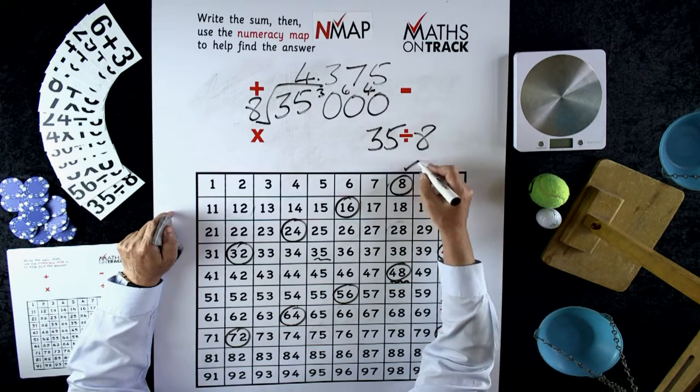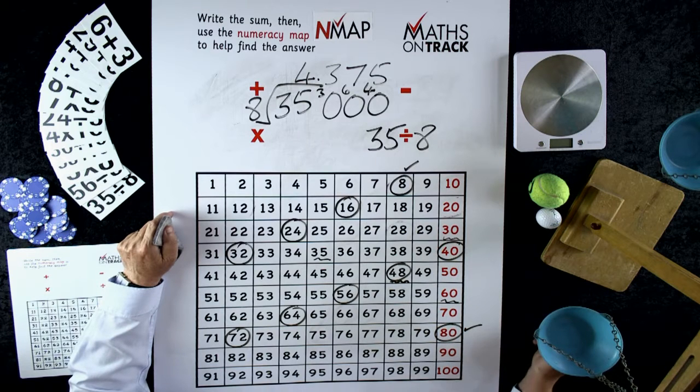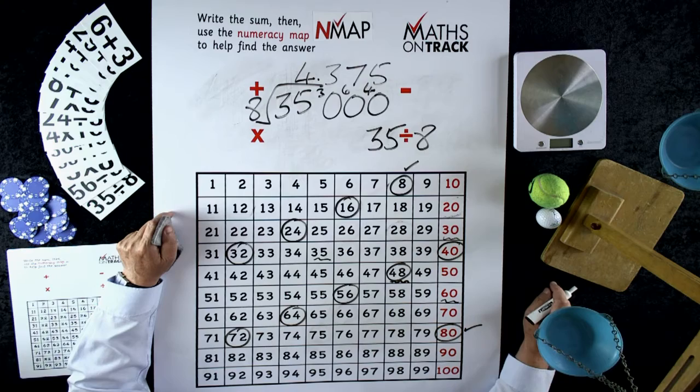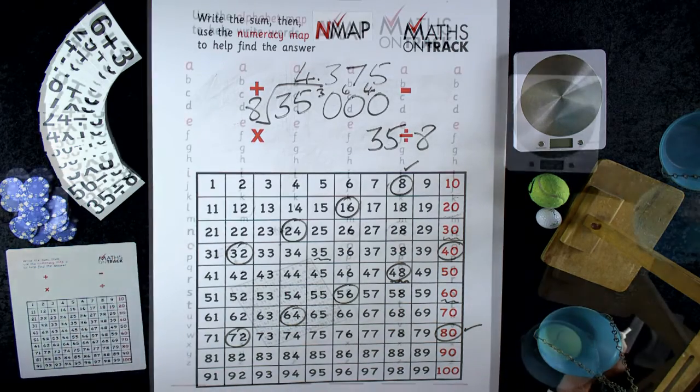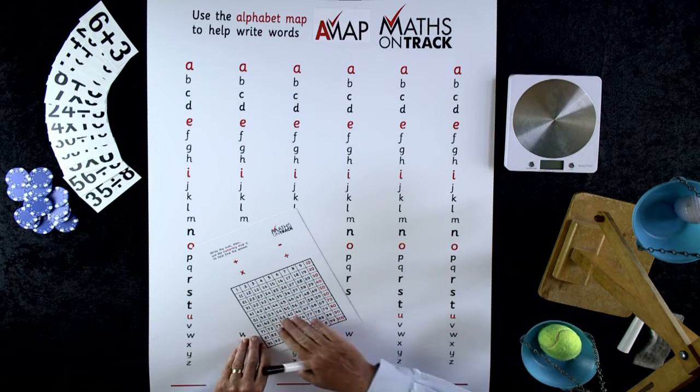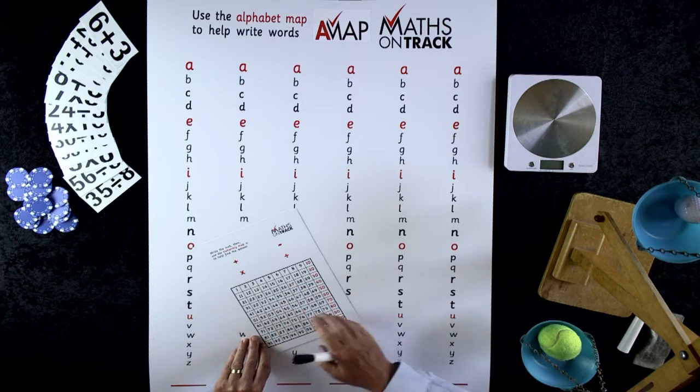Notice the 8 times table started at 8 and landed on 80. The numeracy map is very powerful for helping children get better at numeracy. It's as fundamental to numeracy as the alphabet is to literacy. If a child's struggling with number, I would guarantee there are aspects of the numeracy map missing from their repertoire.